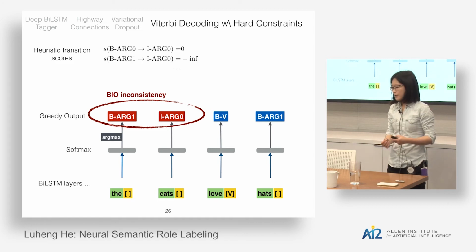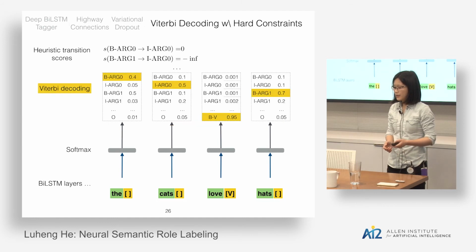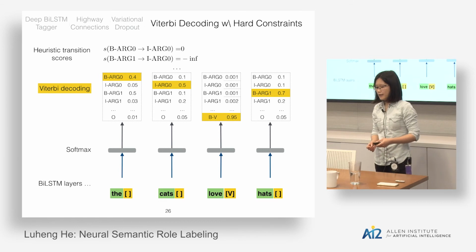So the idea is that we introduce a set of heuristic transition scores where the score for a valid transition is set to 0 and the score for an invalid transition is set to negative infinity. And we run Viterbi decoding over the softmax scores and the transition scores so we can get a valid sequence with highest score overall.